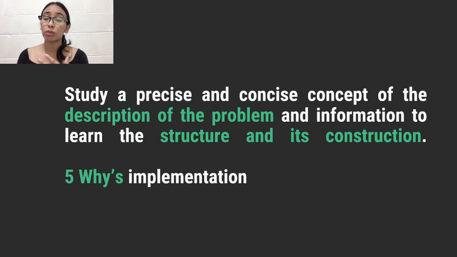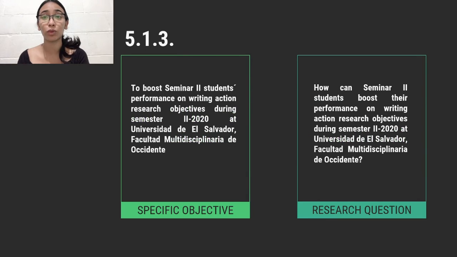And it is also important to highlight that students could look for exemplification and time to practice from researchers so that they could ameliorate their description of the problem. Then we have conclusion number 3, which is 5.1.3, that starts off from the specific objective to boost Seminar 2 students' performance on writing action research objectives during Semester 2, 2020 at Universidad de El Salvador, Facultad Multidisciplinaria de Occidente.